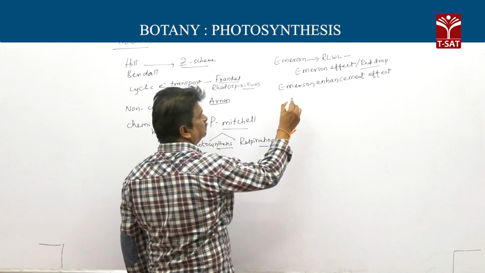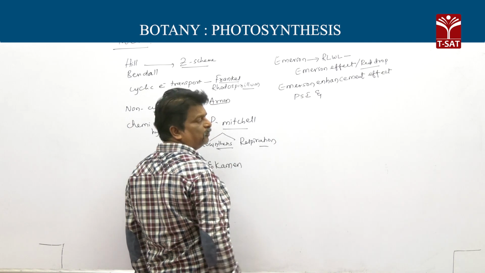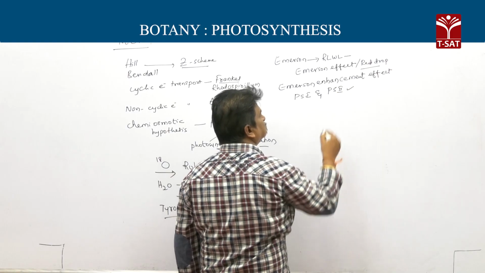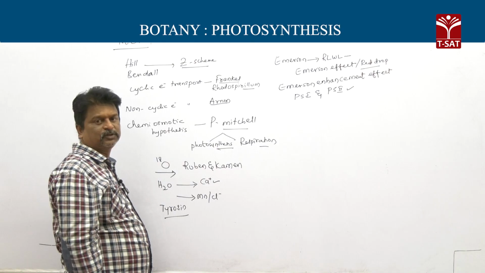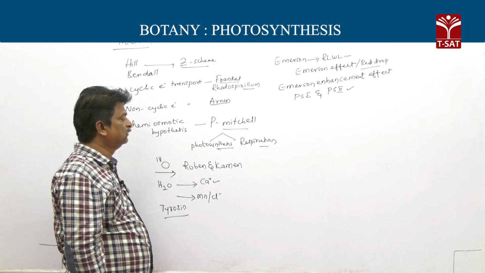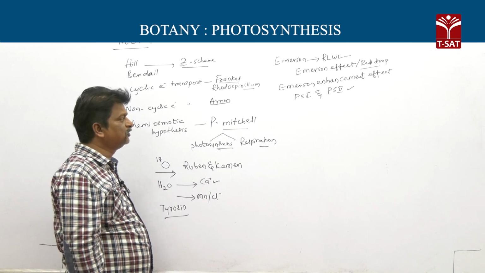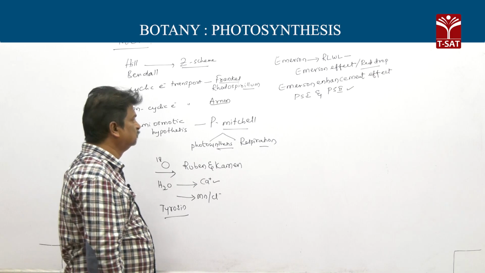Based on this, Emerson reported that two photosystems are involved in photosynthesis. One is photosystem 1 and second one is photosystem 2.